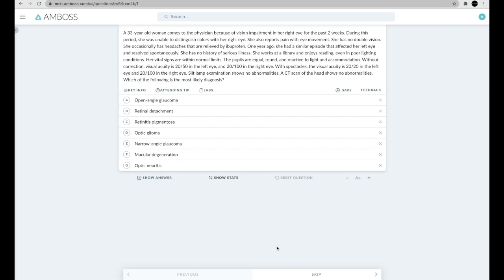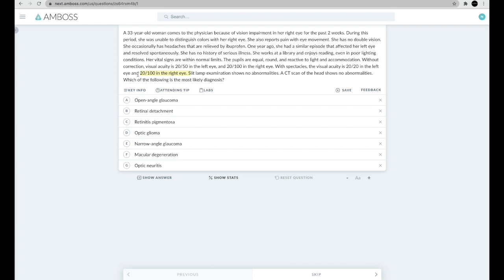Like I always tell you, I read the last 2 lines. They give away so much information that can help me solve the question without even reading the whole thing. So with spectacles, the visual acuity is 20/20 in left eye, 20/100 in right eye. So obviously her right eye is the one affected. Slit lamp shows no abnormalities. A CT scan of the head shows no abnormalities. Which of the following is the most likely diagnosis?